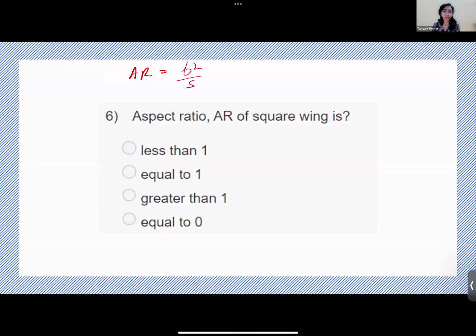And so for a square wing, this is B into B, and the area of a square wing is nothing but the span into chord. So which gives you span into chord. So it's a square wing, so it will just be B into B, right? So it's 1. Correct? The span and the chord would be the same dimension. So yeah, it's equal to 1.